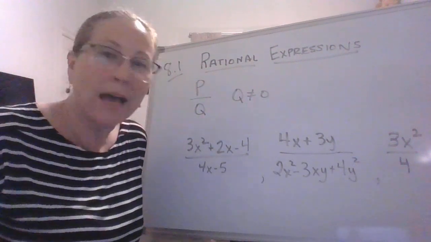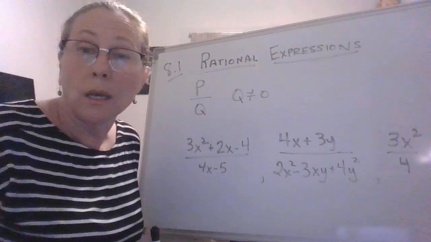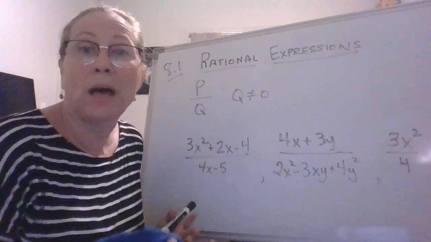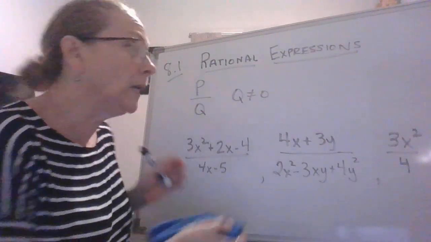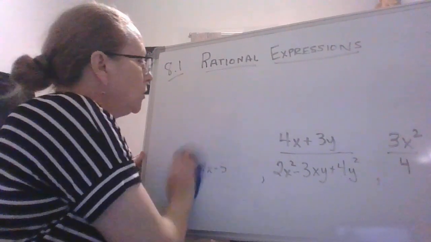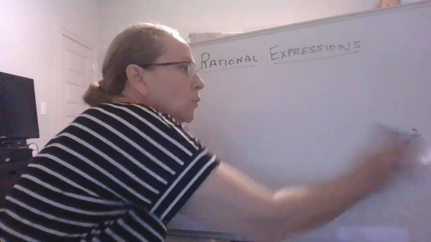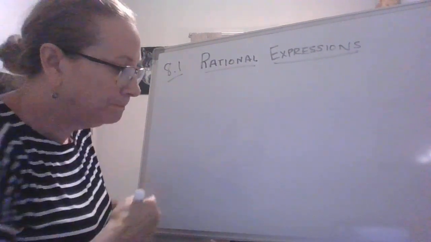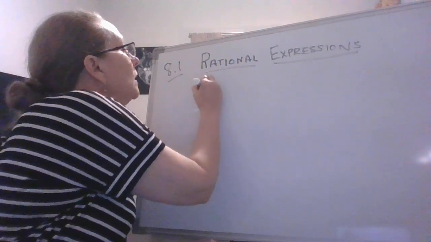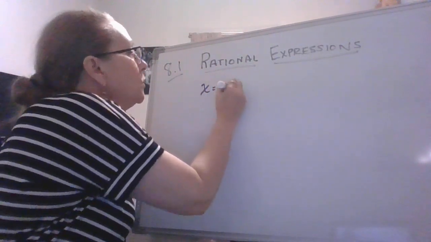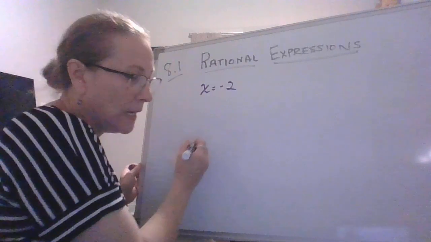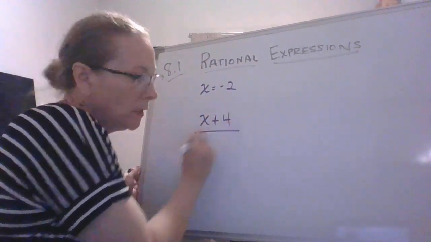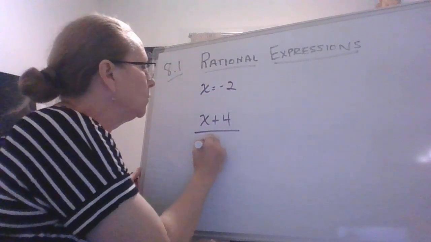All right, so let's dive in. The simplest thing that we could do is just evaluate. Evaluating is when we plug in numbers. So let's do that first. We'll just do one example. Our first example: if x is equal to -2, let's evaluate the rational expression x minus 4 over 2x minus 3.